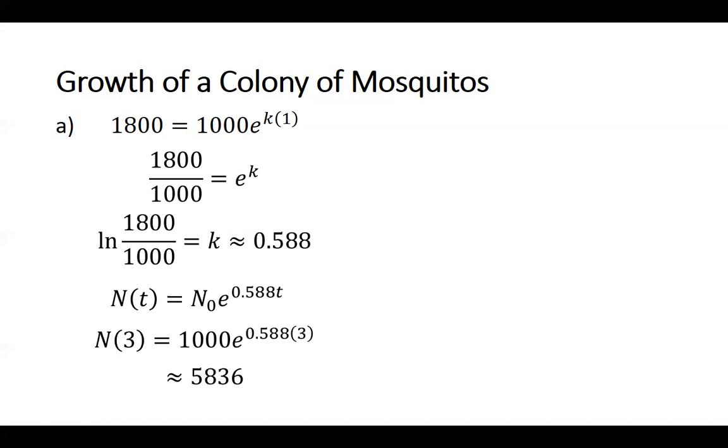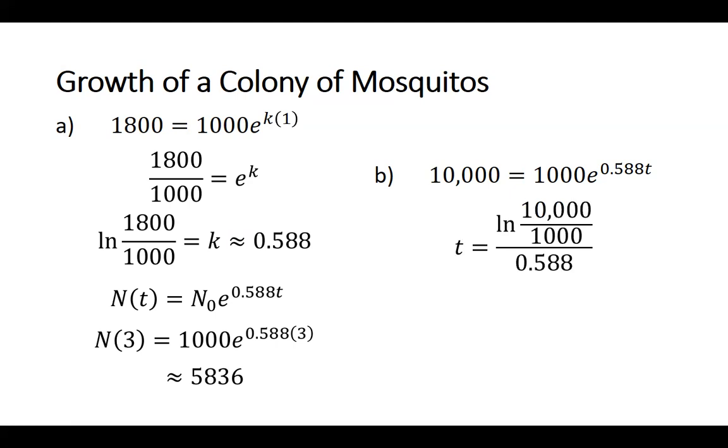Now, the second question was, when will we have 10,000 mosquitoes? So we know our growth constant, we know our starting point of 1,000, and we're looking for when we have 10,000. So now we're solving for t. So divide both sides by 1,000, take the natural log of both sides, and then divide by 0.588, gets t by itself. Order of operations, 10,000 divided by 1,000 gives you 10, natural log of 10, whatever that comes out to be, divided by 0.588 gives us approximately 3.9 days.